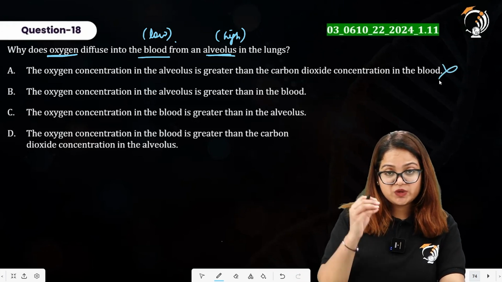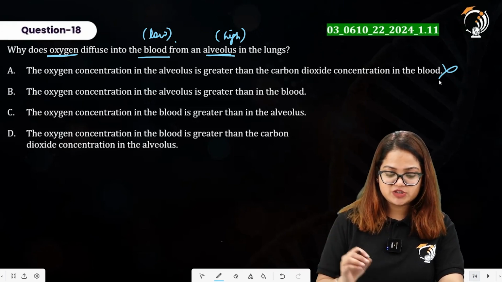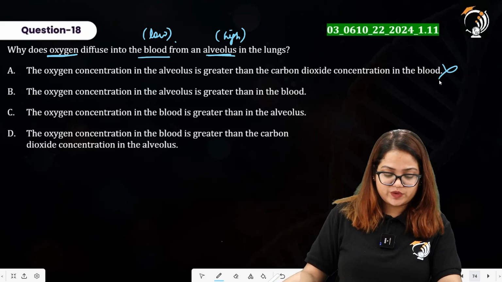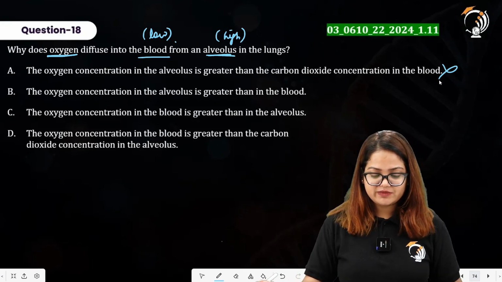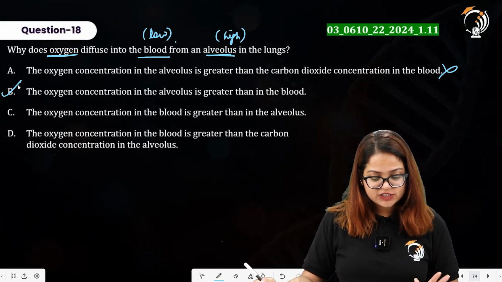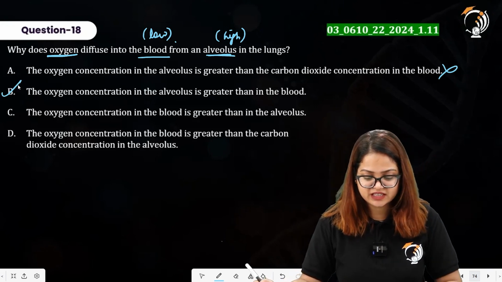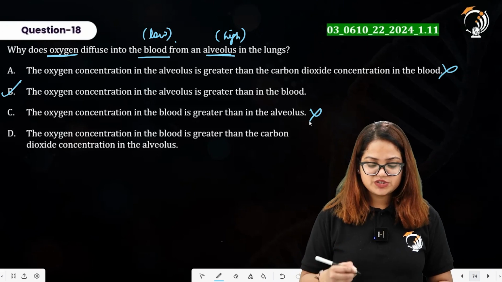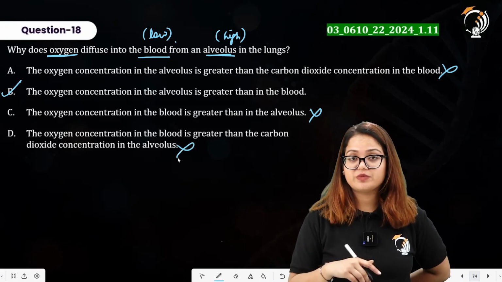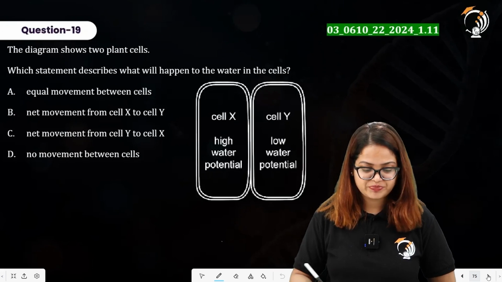We will relate only the molecules which are to be transferred. So, considering the oxygen concentration in the blood as well as in the alveolus, oxygen concentration in the alveolus is greater than in the blood. B is the right statement. Oxygen concentration in blood is greater than in the alveolus. Oxygen concentration in the blood is greater than the carbon dioxide. We will not relate carbon dioxide when we are talking about the movement of oxygen molecules.